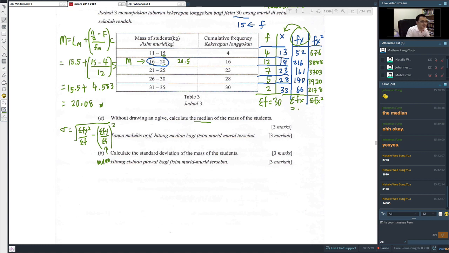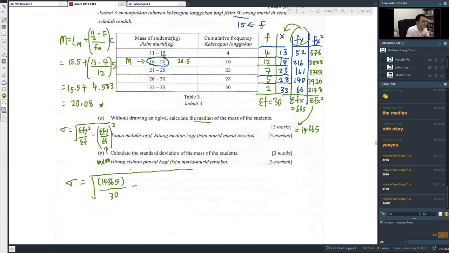Alright, so then I will substitute into my formula here. Sum of fx squared will be 14365 over sum of f, which is 30, minus sum of fx, which is 635, over sum of f, which is 30, squared. Then just use your calculator. Let your calculator do the work.